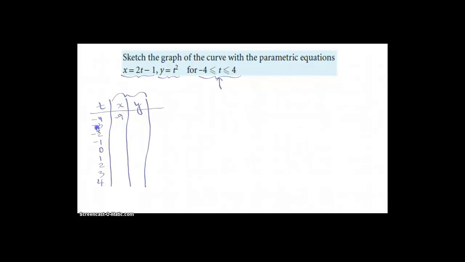2 times -3 is -6, minus 1 is -7. And you could just go right on and fill that out. 2 times 1 is 2, minus 1 is 1, 4 minus 1 is 3, 6 minus 1 is 5, 8 minus 1 is 7. So it doesn't take that long to come up with the x coordinates. And now we'll do the same thing here. The y coordinate is just the t value squared. So these are going to be even easier to fill in fairly quickly. So it's not going to take that long to get your coordinates.